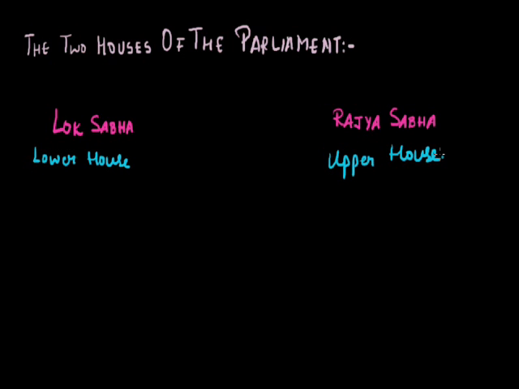Now to go into details of the formation of Lok Sabha and Rajya Sabha, the first and foremost point is the number of members. The Lok Sabha comprises 545 members, amongst which 543 members are elected from the constituencies and 2 members are nominated by the President. In the Rajya Sabha, a total of 250 members are there, from which 12 members are nominated by the President.